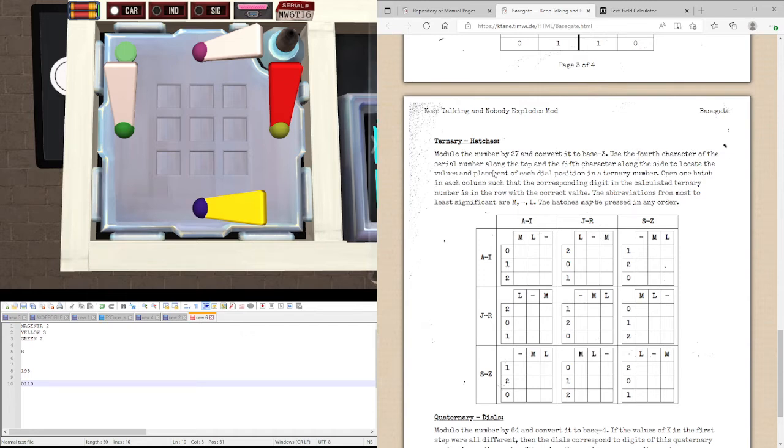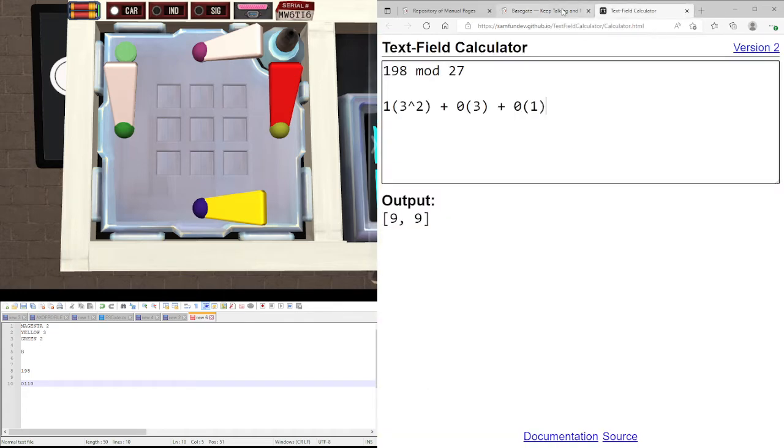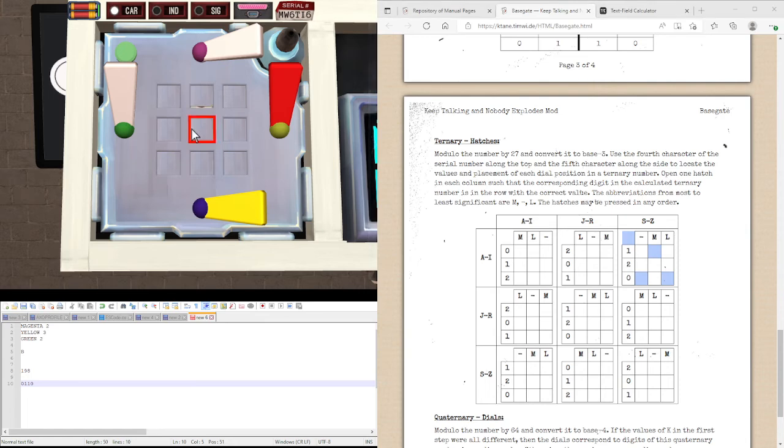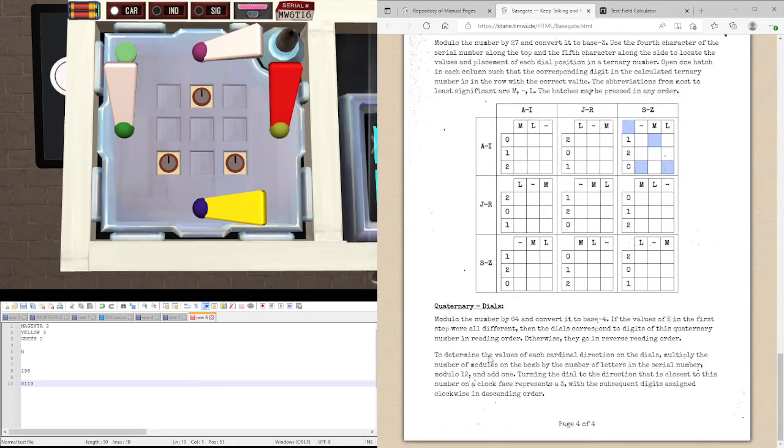Use the fourth character of the serial number along the top. We've got T, which is in this range, and the fifth along the side, I, which is in this range. So this is the grid we're going to be using. The most significant digit, which is represented by this M, is a 1, and the other two are zeros. This is the second most significant, and this is the least significant. So we're going to be using these three handles, which reveals the dials.